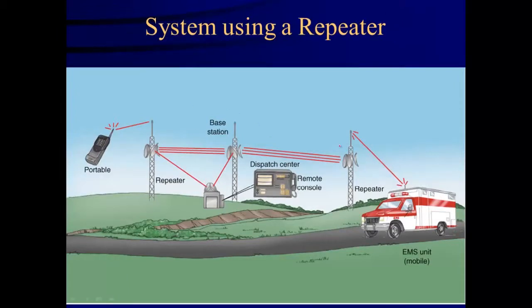Here's your picture. All right, so you've got a portable radio. It hits the repeater. The repeater can send the signal out to either another repeater or maybe a base station or a dispatch center. And it can send out to even another repeater, which eventually goes out and hits your mobile unit. So repeaters are going to be strategically positioned throughout response areas to make sure that the one dispatch center, because you only really want to have one of those, can reach all of the EMS units that it needs to.